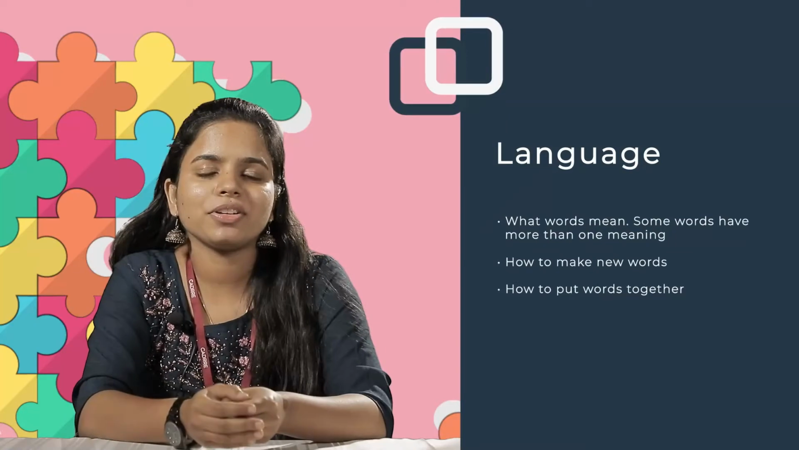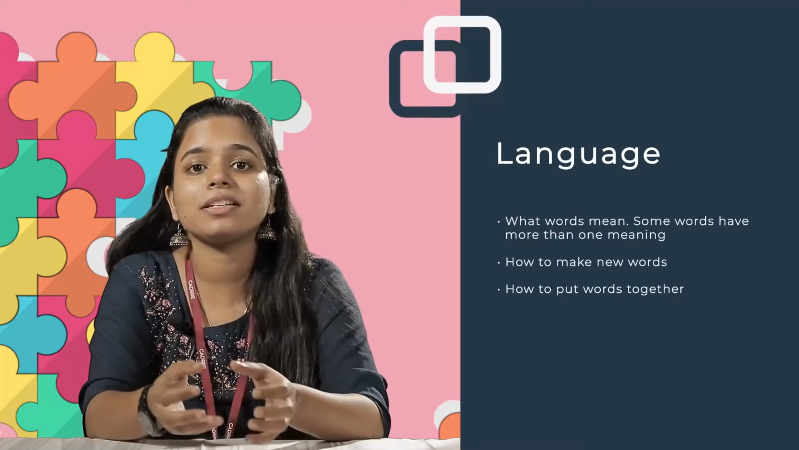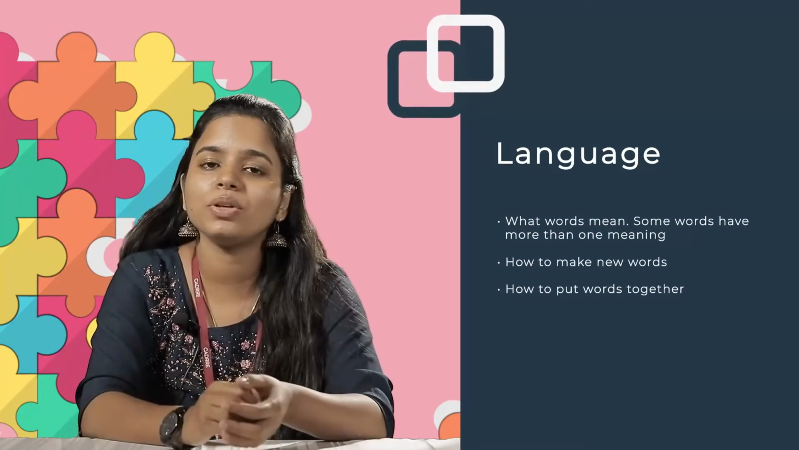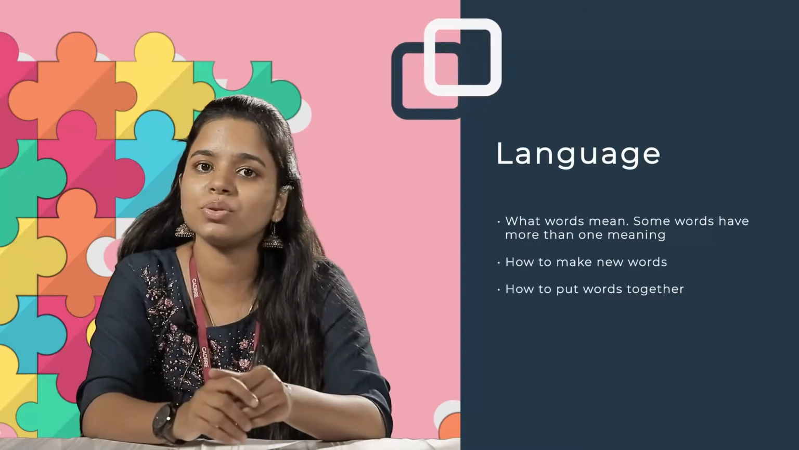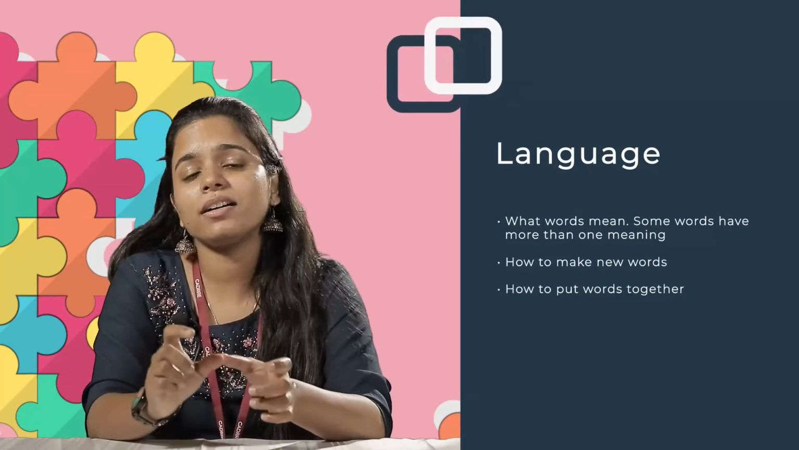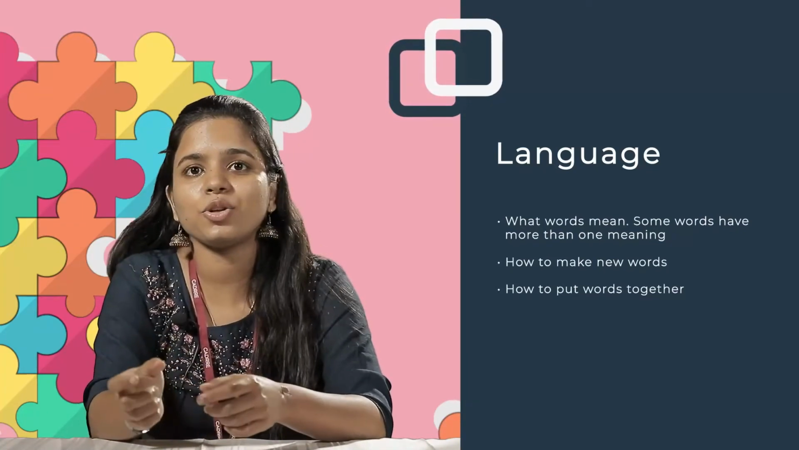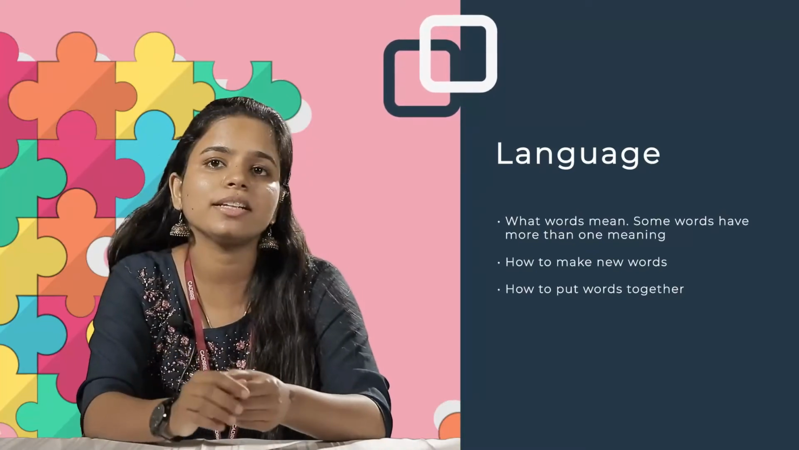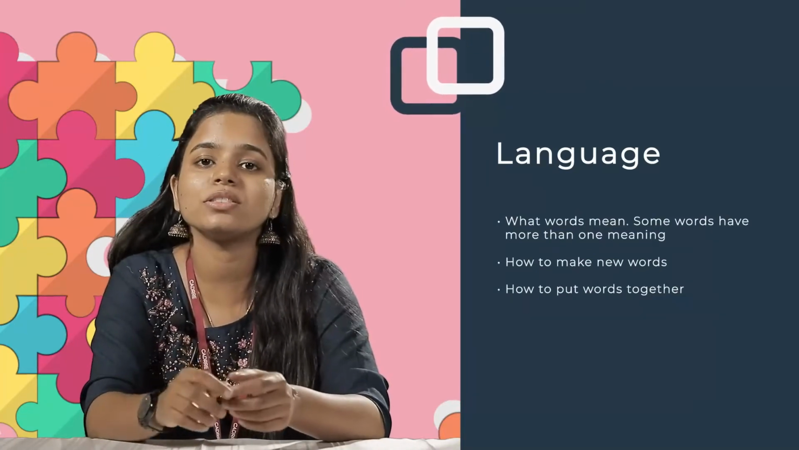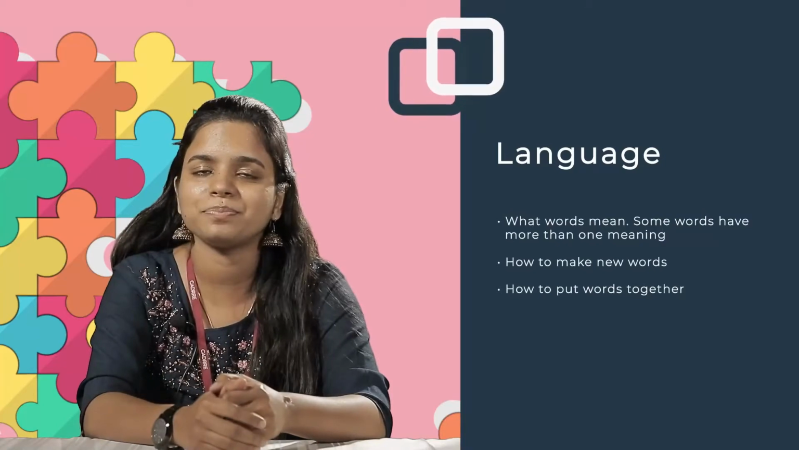How to put words together. For example, when we say I went to the park and the zoo instead of I go park zoo, here we are making a grammatically correct sentence, knowing that you need to use the correct tense form and correct order of words to communicate effectively.